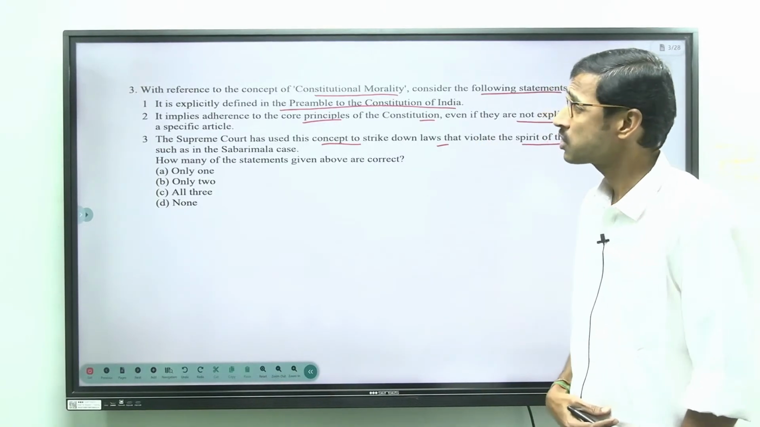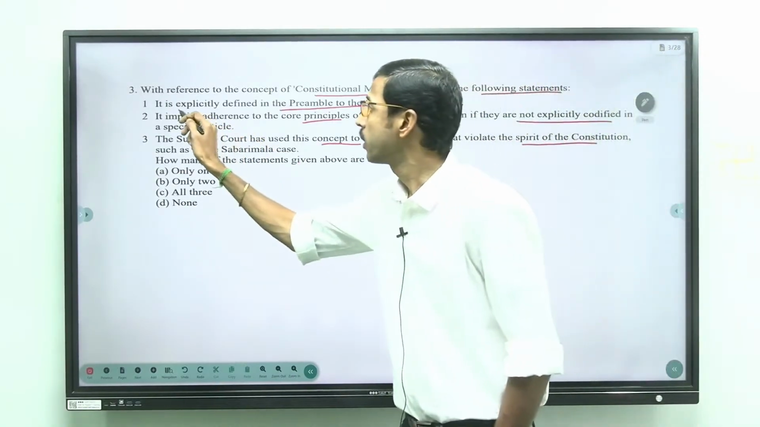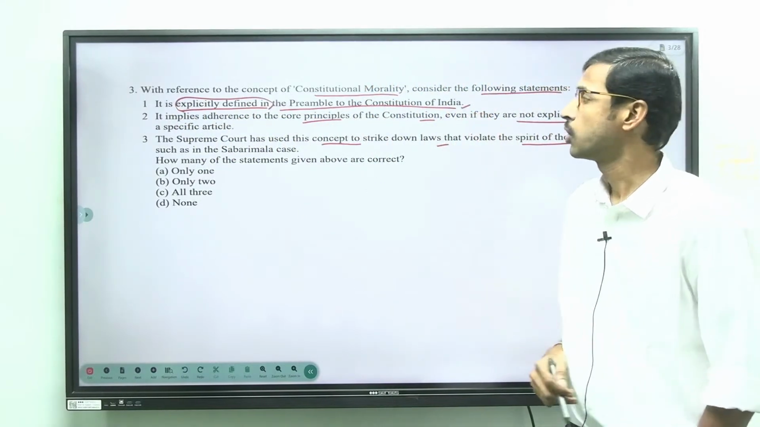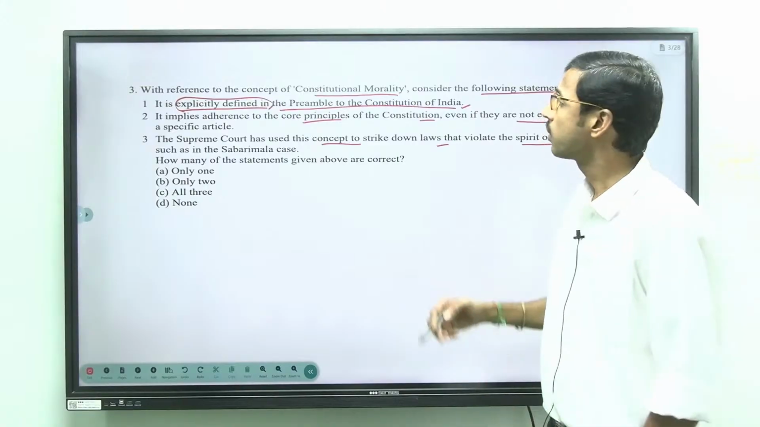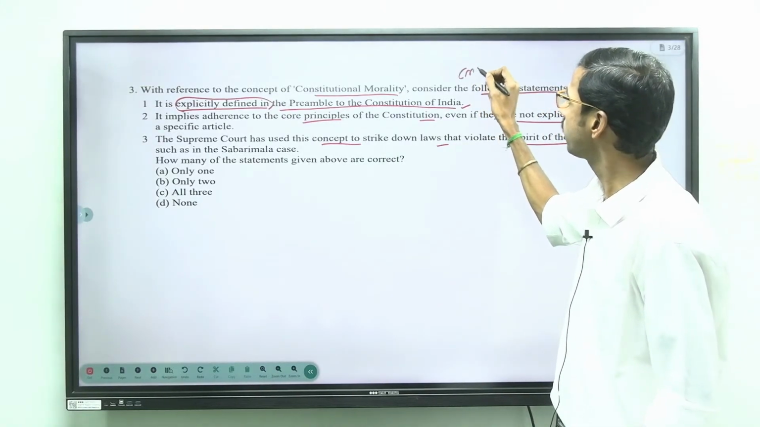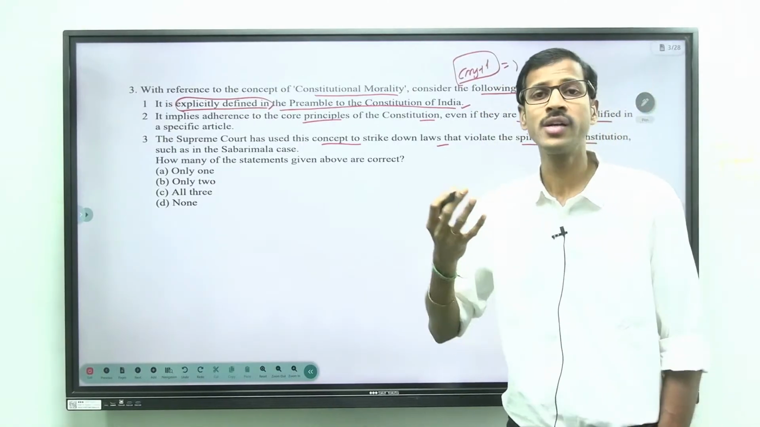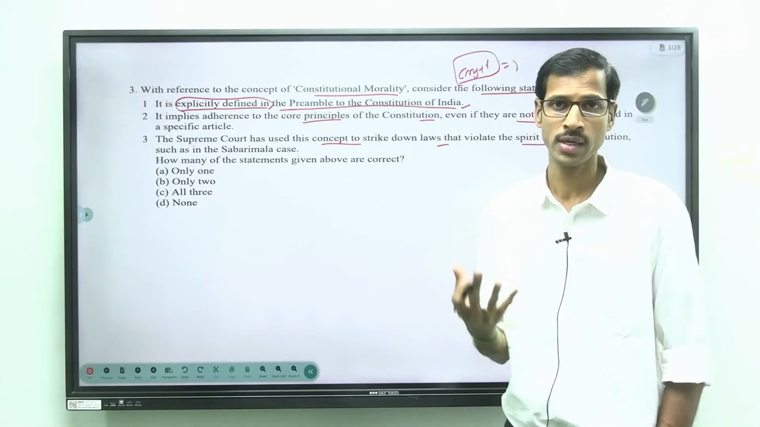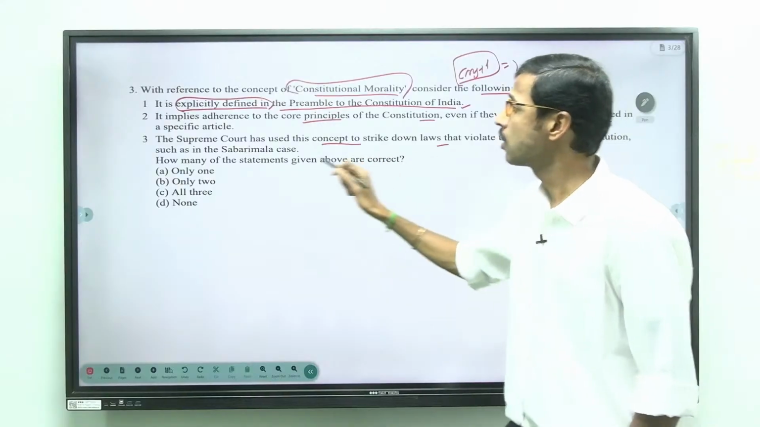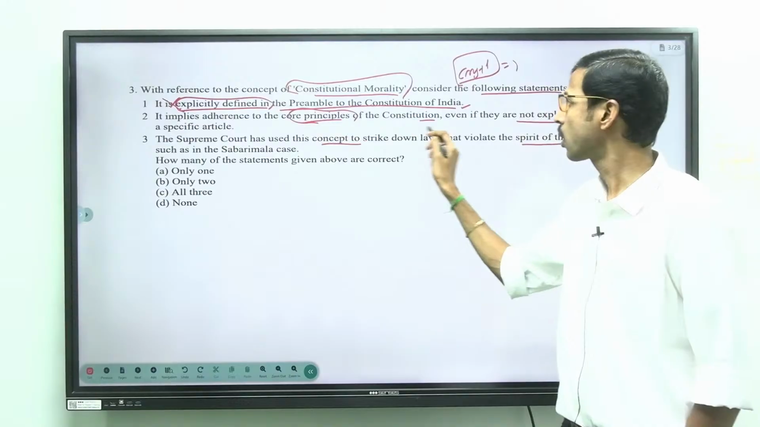So, is it explicitly defined? No. It is not explicitly defined in the preamble to the Constitution. So we just included the importance. Constitutional morality here means constitutional ideals, right? Some ideals we have. In the spirit of the Constitution only we can take this morality, constitutional morality, but it is not defined exactly as constitutional morality, right? This is a wrong statement.